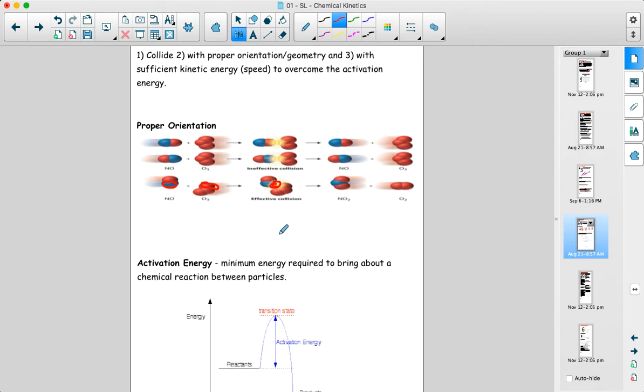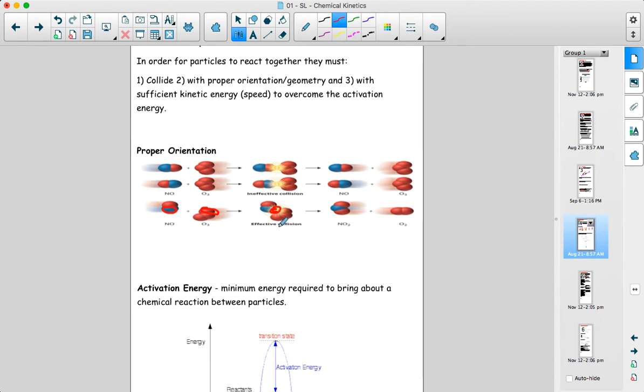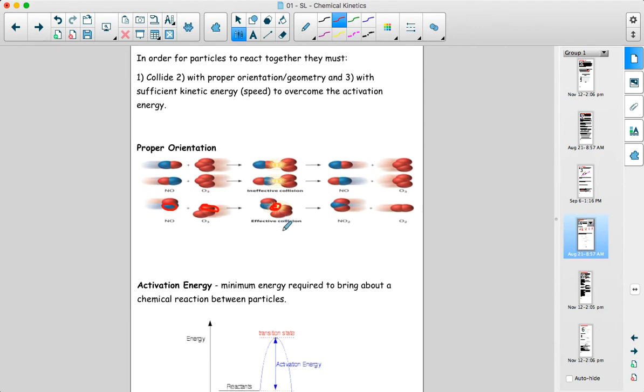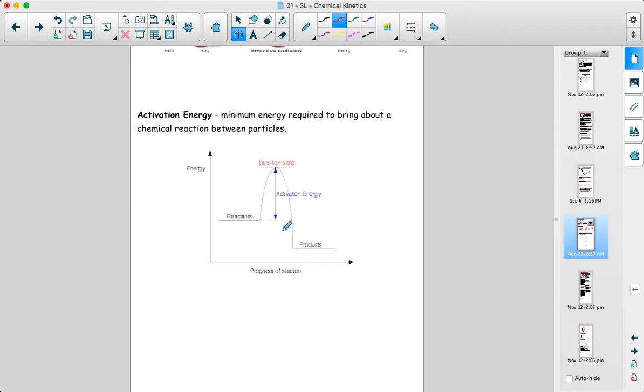But the proper orientation thing, besides knowing that it's part of collision theory, is not something that we're going to reference back to very often in this topic. The other key idea here is activation energy: when particles react, there is a minimum amount of energy that they must have when they collide in order to bring about a chemical reaction between the particles.